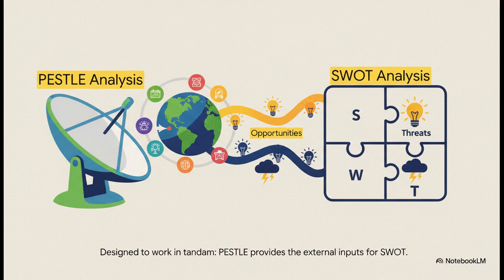It's also really important to see how PESTLE fits in with other strategy tools like SWOT. Think of it this way. PESTLE is your telescope looking out at the world. The opportunities and threats you spot with that telescope become the direct inputs for the O and T in your SWOT analysis. They're two sides of the same strategic coin, and they are absolutely designed to work together.